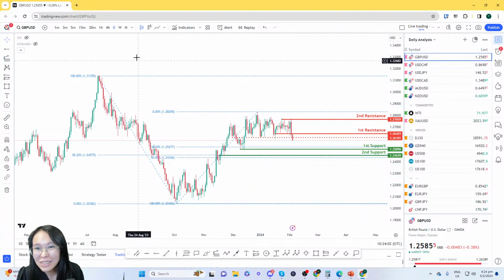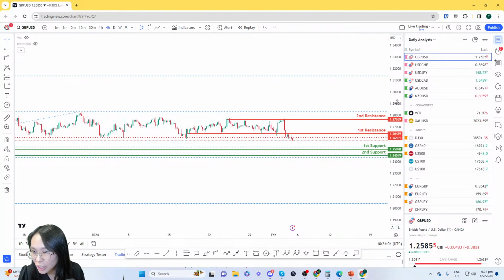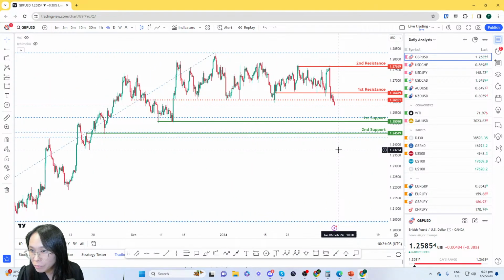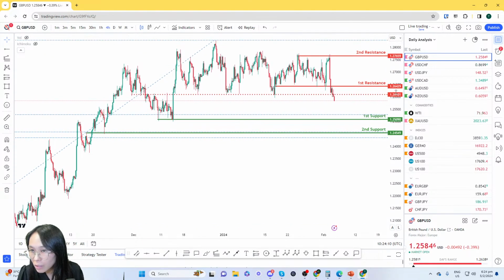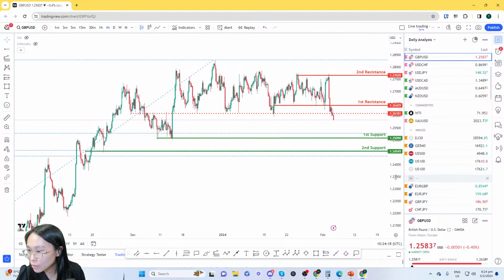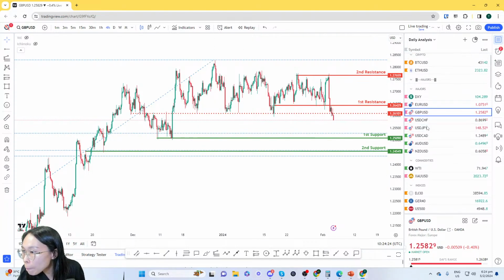I'm going to toggle back to the H4 chart. So this will be the key support and resistance area for the pound dollar. I still have time for, I think, one or two more.